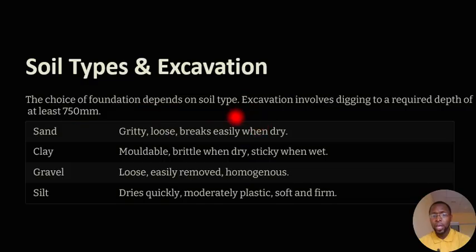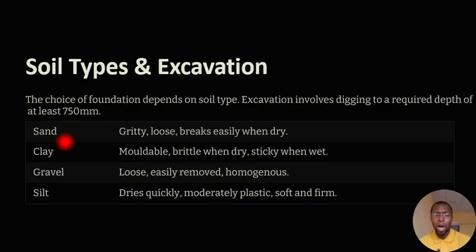Okay, and after considering soil type, then excavation takes place. Excavation simply means digging into the soil to the required depth. But that digging must be at least 750 millimeters. So it must keep digging to be sure that it's up to 750 millimeters, irrespective of the type of soil.